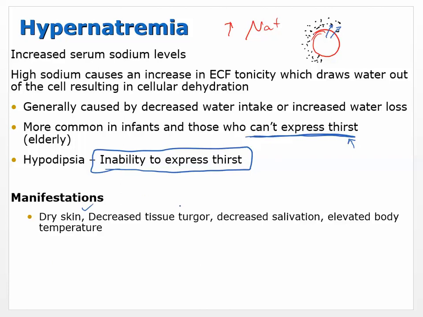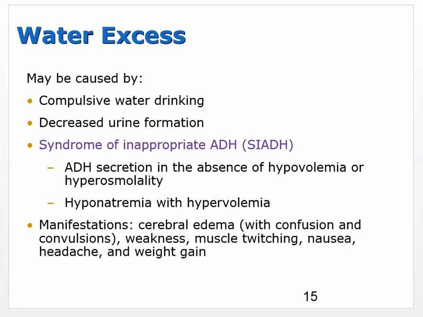All right, so manifestations, well, this makes sense. Dry skin, decreased tissue turgor. Okay, so that's just how much fluid is in your tissues. That's going to be decreased. Decreased salivation, elevated body temperature, because you aren't going to be able to control your body temperature as easily.